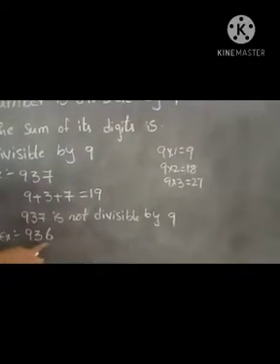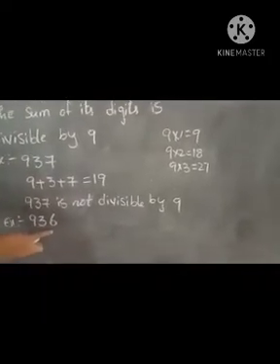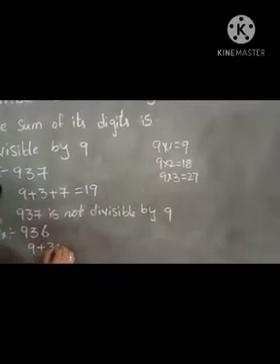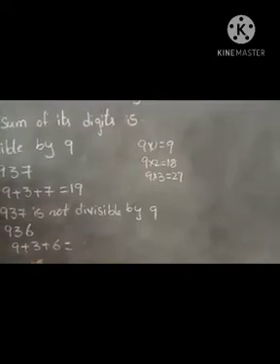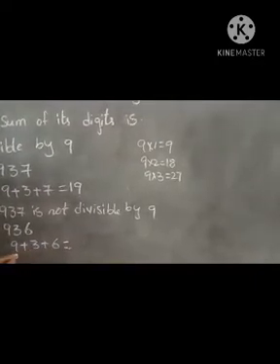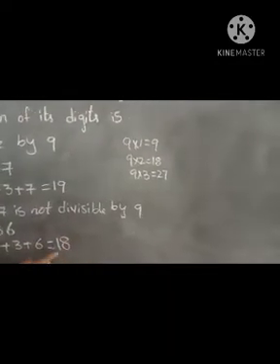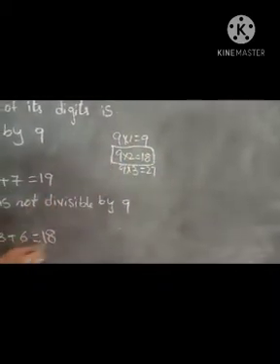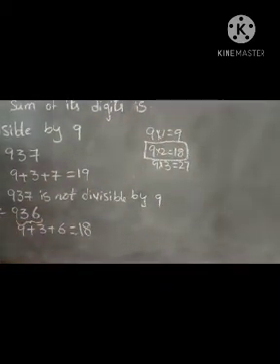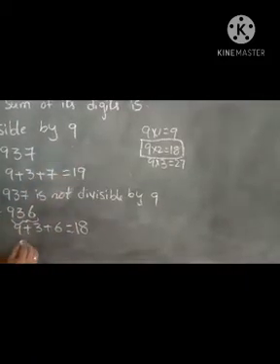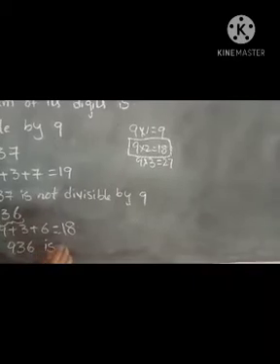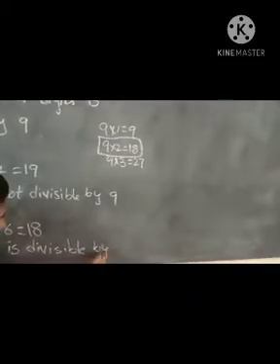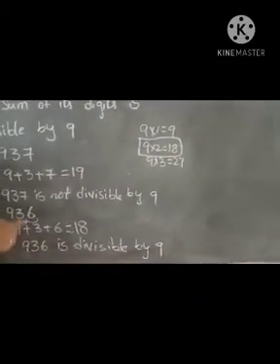See children, one more example. 9, 3, 6. 936. What do we have to do here? The sum of its digits. Sum of its digits means 9 plus 3 plus 6 is equal to, what is the number here? 9 plus 3 is equal to 12, 12 plus 6 is equal to 18. Is 18 there in the 9 table? Yes. 9 twos are 18. So, 936 is divisible by 9.